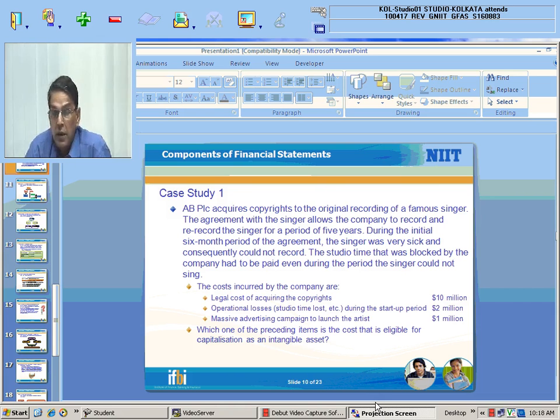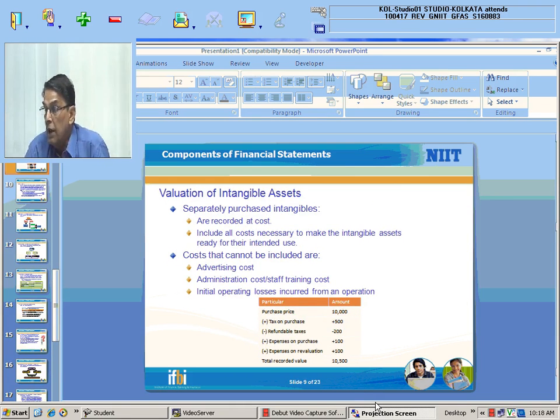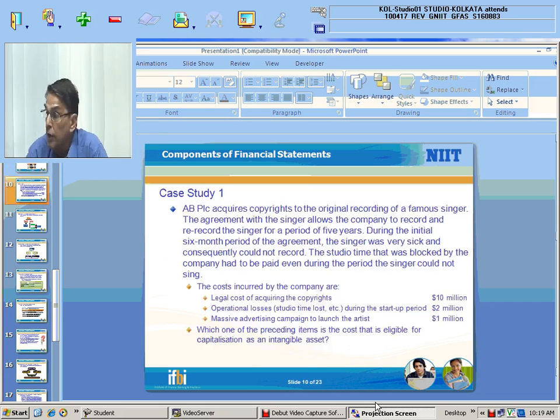Costs that cannot be included are advertising costs. Advertising expenditure incurred to launch the artist cannot be capitalized. Similarly, initial operating losses incurred from an operation cannot be included. Advertising cost, administration cost, staff training cost or initial operating losses cannot be included for the purpose of capitalization of the intangible asset. So the only cost that can be considered for capitalization is the legal cost of acquiring the copyrights.